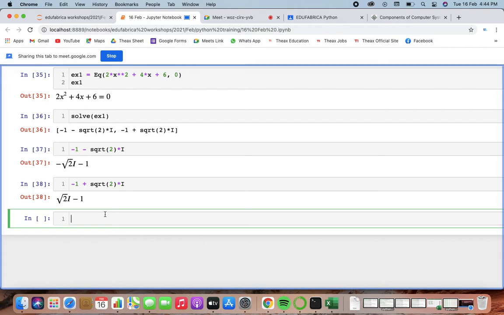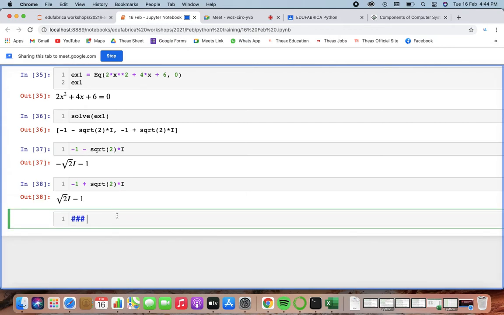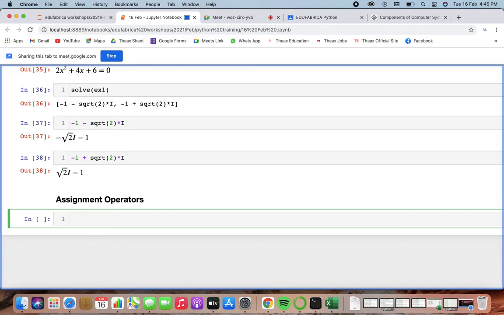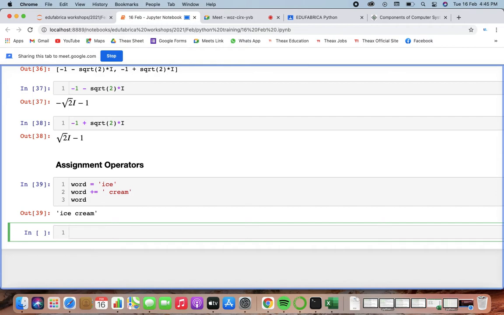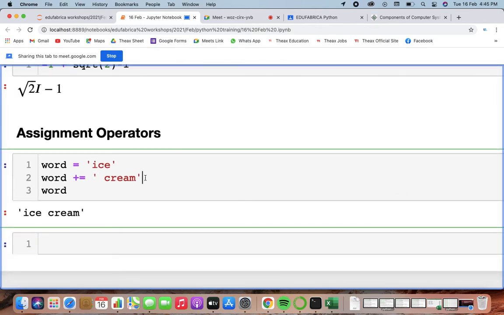Now, let's go to assignment operators. Then with the assignment operator, what happens? Yesterday we did string concatenation, okay? Replications, concatenations we did. So what we saw there: if there is a word, let's say it is ice, and I want to add cream to it, I'll be using plus equals, giving a space, cream, and printing the word would give ice cream. Simple, right? So what you did there, that word plus equals, what it means, yesterday we looked at, right? That was word is equal to word plus the cream, isn't it?